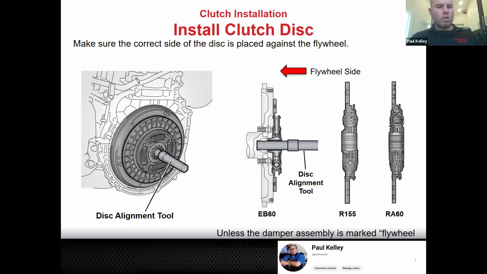Now, when we're doing this work, you're going to notice we got the alignment tool. Remember, this is a good diagram of this. The alignment tool is landing in the back of that pilot bearing area, but it's also splined.